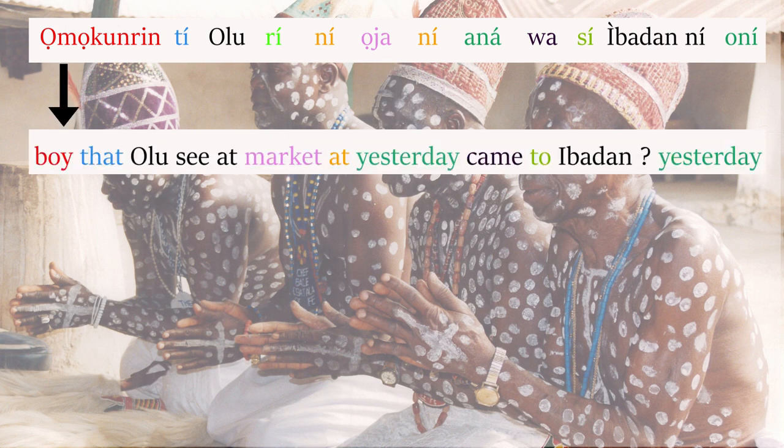This sentence means the boy who Olu saw at the market yesterday came to Ibadan yesterday. Omokurin means boy. Ti means that. Olu is Olu. I means to see. Ni means at. Oja is a market. Ni is at. Ano, yesterday. So you can see here that the time goes at the end of the clause. Wa means to come. Si means to, as in the preposition. Ibadan is a city. Ni is kind of unclear here. And oni means yesterday.